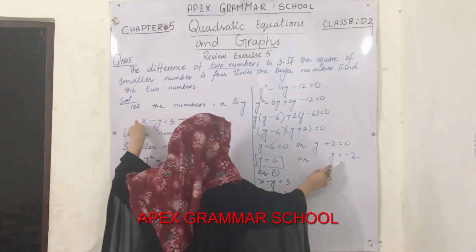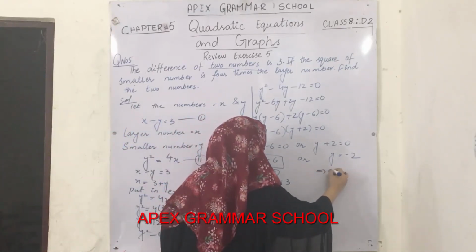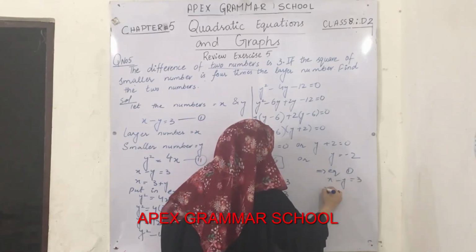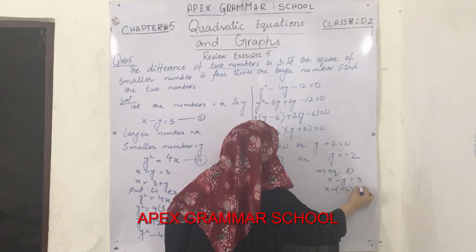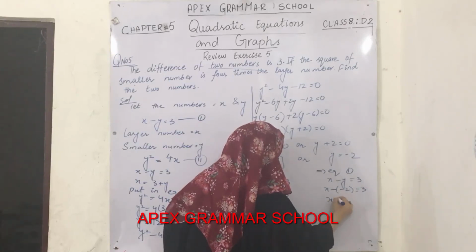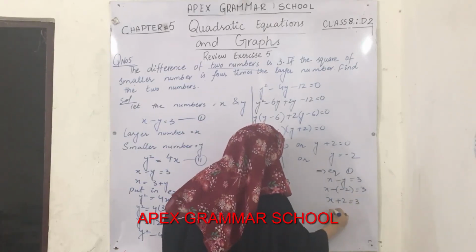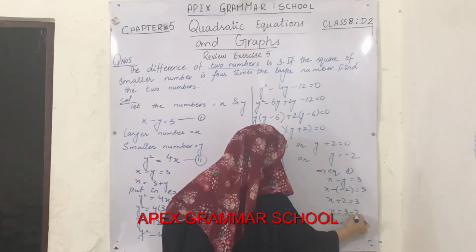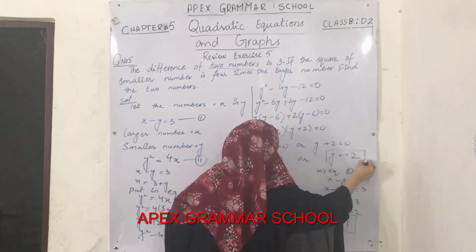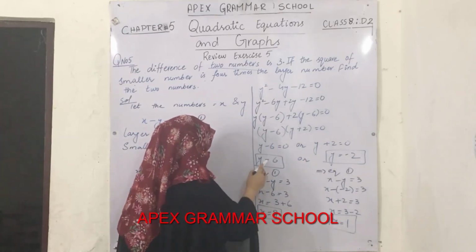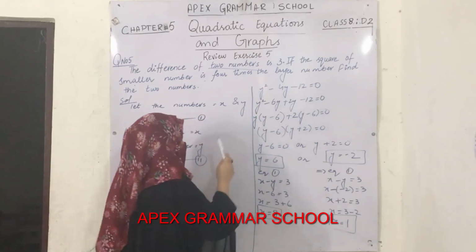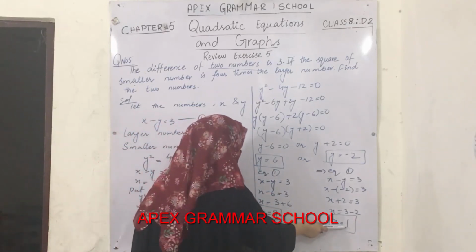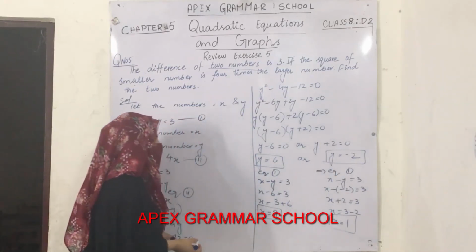Now if we take y as −2, then again equation number 1 implies x − y = 3. x − (−2) = 3, x + 2 = 3, x = 3 − 2, x = 1. So these are the two possible pairs of numbers which we can take for the given question: 9 and 6, or 1 and −2. These two are the possible numbers.